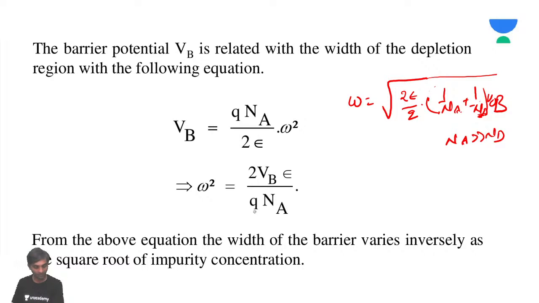Yes, Mahendra, as the doping concentration changes, the characteristics of the device also change. You are absolutely correct. From the above equation, the width of the barrier varies inversely as the square root of the impurity concentration. So W is inversely proportional to the square root of Na. As the concentration increases, the width decreases. That is what we discussed so far.